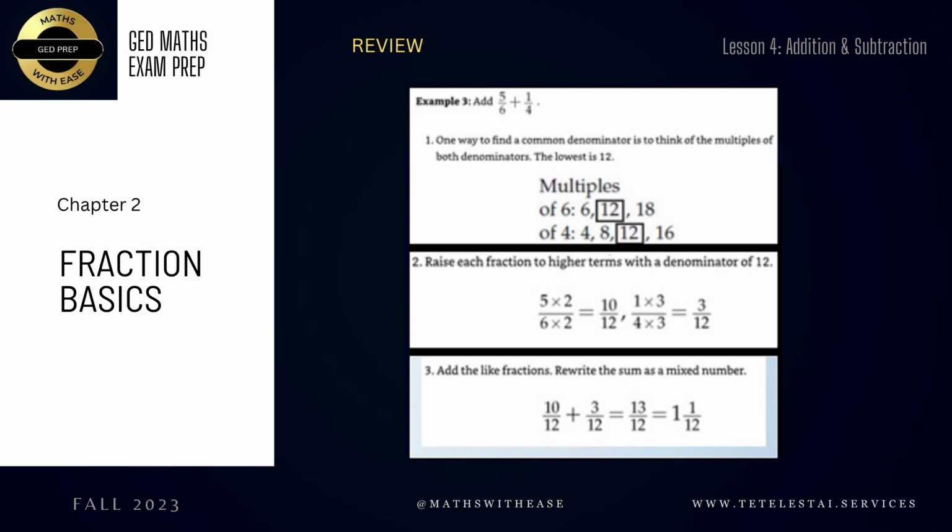And then you want to reduce, because this is a top-heavy fraction, right? The 13 is greater than 12. So you want to reduce this top-heavy fraction to a mixed number. 12 goes into 13 one time, and then you have 1 left over because 13 minus 12 is 1, okay? And your denominator is the same, 12 across the board, okay?